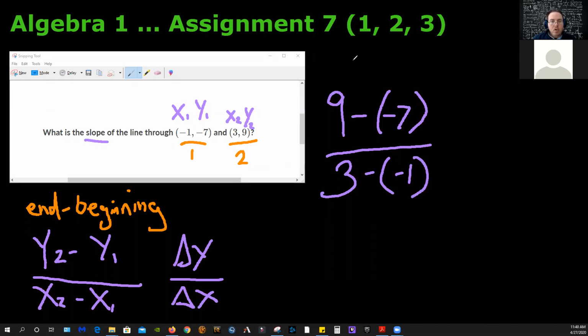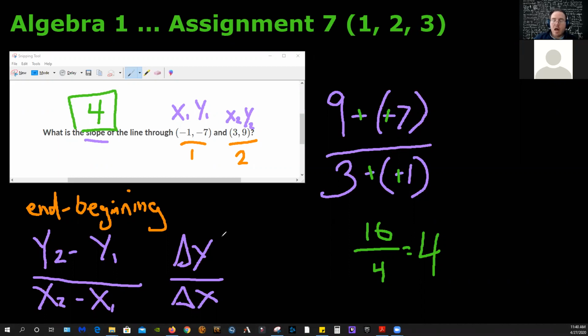Now we have to be more precise with our calculations here. Whenever you subtract a negative number, that's the opposite of subtraction, which is addition. So 9 plus 7, we're going to end up with 16 over, 3 plus 1 is 4. Well, 16 divided by 4. So the slope for this particular line happens to be 4. There it is. Slope between 2 points. That'll be one of your questions on this week's assignment.